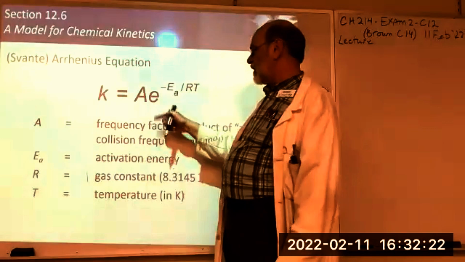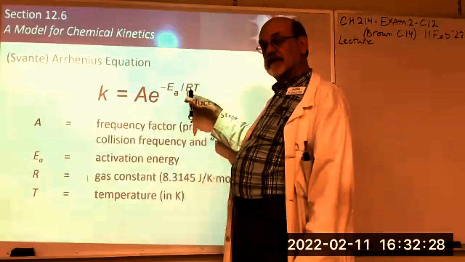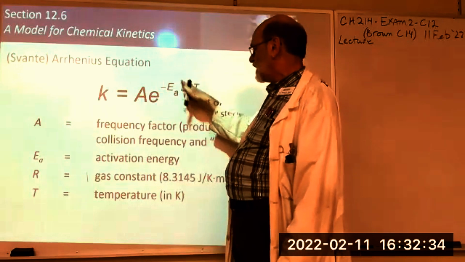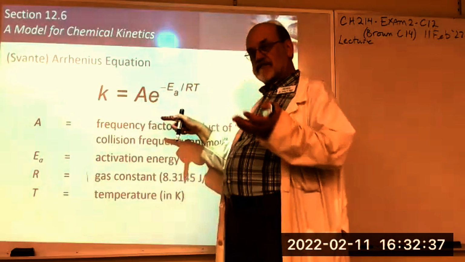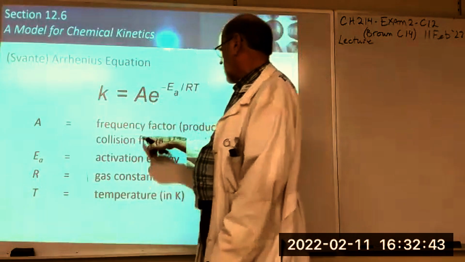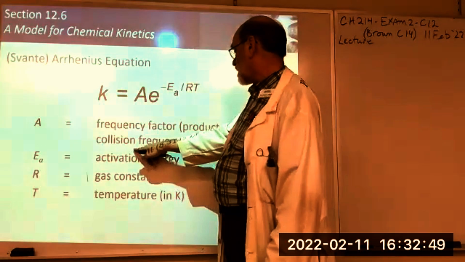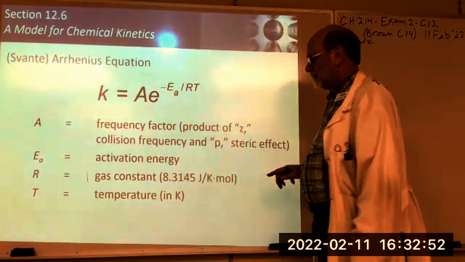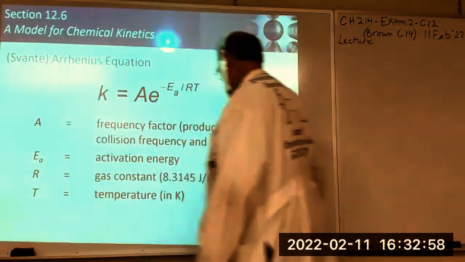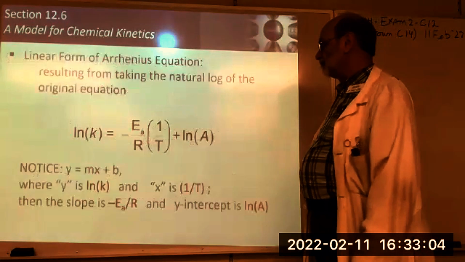Now, this isn't very useful, right? Because we don't know what this constant is. We know what this constant is. That's the universal, the ideal gas constant. And this temperature, of course, has to be in Kelvin. And this e is the base for natural logs. So this is the one that we don't know: the frequency factor, product of Z, the collision frequency, and P, the steric effect. So I suppose you could determine those, but there are other versions of this equation, fortunately, that are more useful.